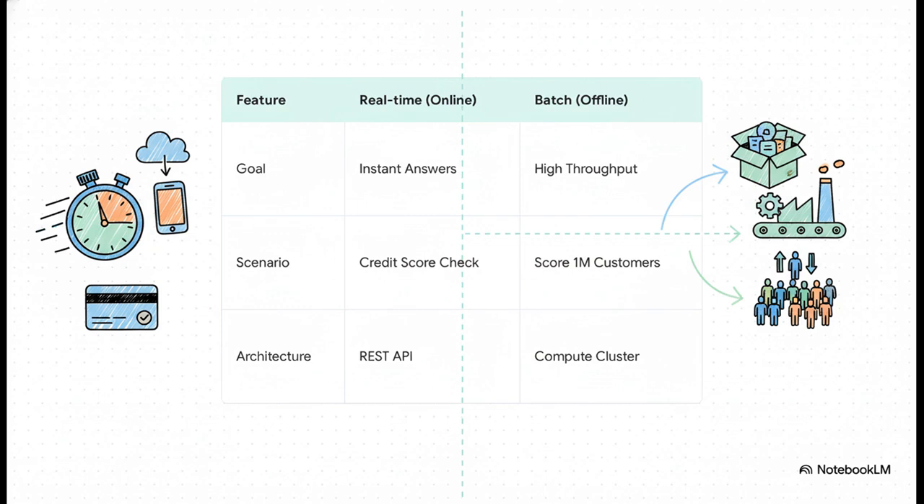But on the right, you have batch. This is for when you need to process a mountain of data, and speed isn't the number one priority, like scoring 1 million customers for a marketing campaign overnight. The goal here isn't instant speed, it's all about throughput.